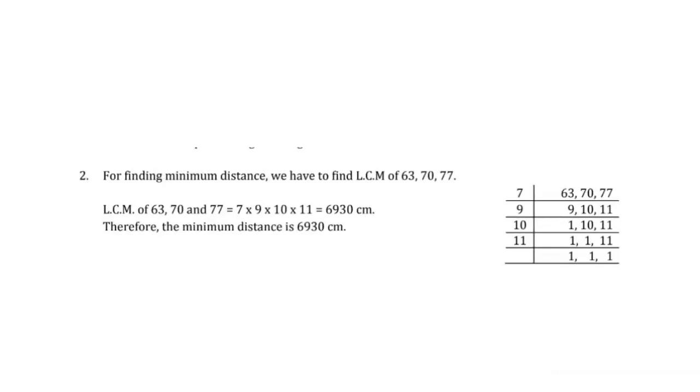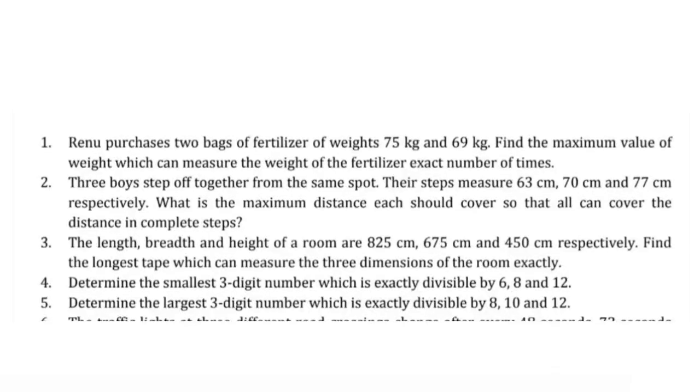Then next one, divisible by 10. It is divisible by 10, one time only. 11 will come same. Now 11 is divisible by 11 one time. Now the factors are what? 7 into 9 into 10 into 11. Means the LCM is what? 6930 centimeter. So the minimum distance is 6930 centimeter. Question number 3.